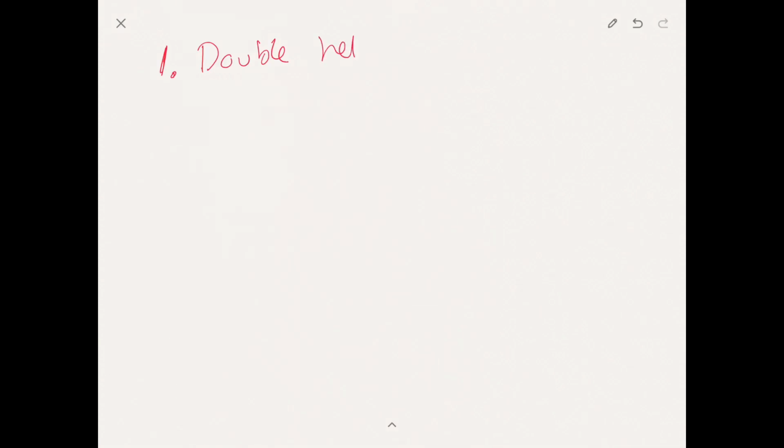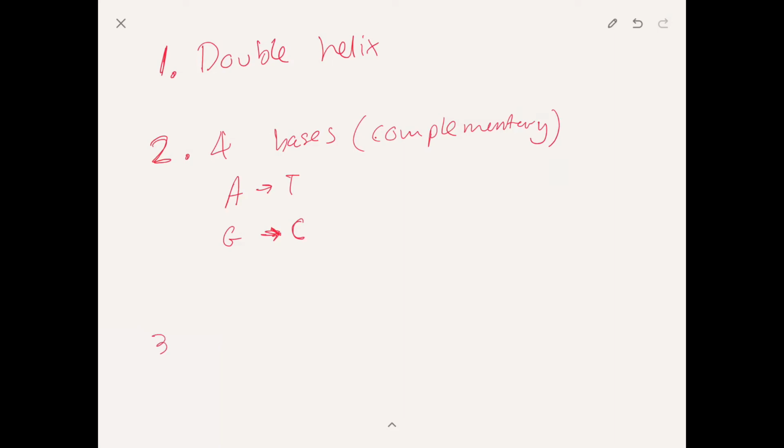Okay, so just as a quick recap. Number one, you have a double helix, and the reason it's a double helix is because you have two molecules connected that spin round. Second, there are 4 bases, and A bonds with T and G bonds with C, and we refer to that as complementary. And finally, the third thing we talked about is that between the bases we have hydrogen bonds forming. So hydrogen bonds between bases.